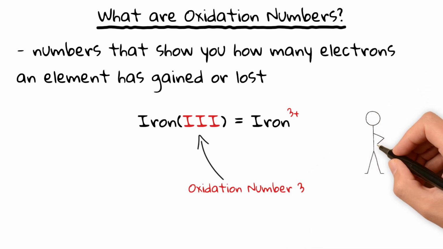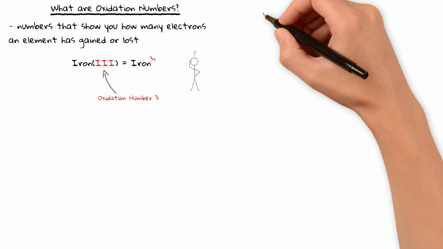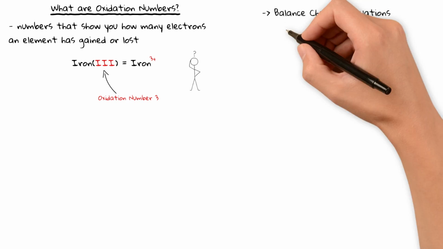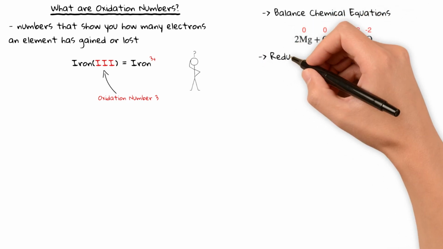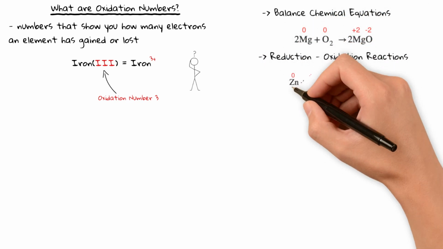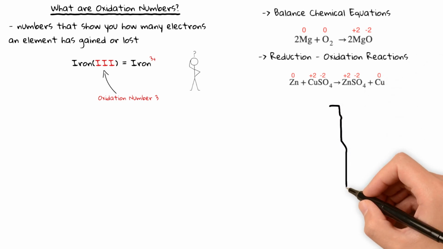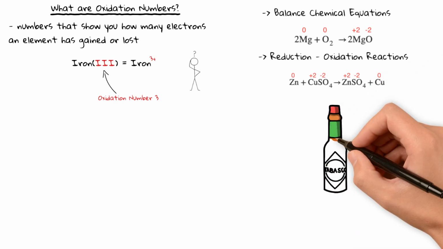So why do we care? Well, oxidation numbers help us to balance chemical equations, understand redox reactions, and double-check if our chemical formulas make sense. In other words, they're the secret sauce of chemistry.